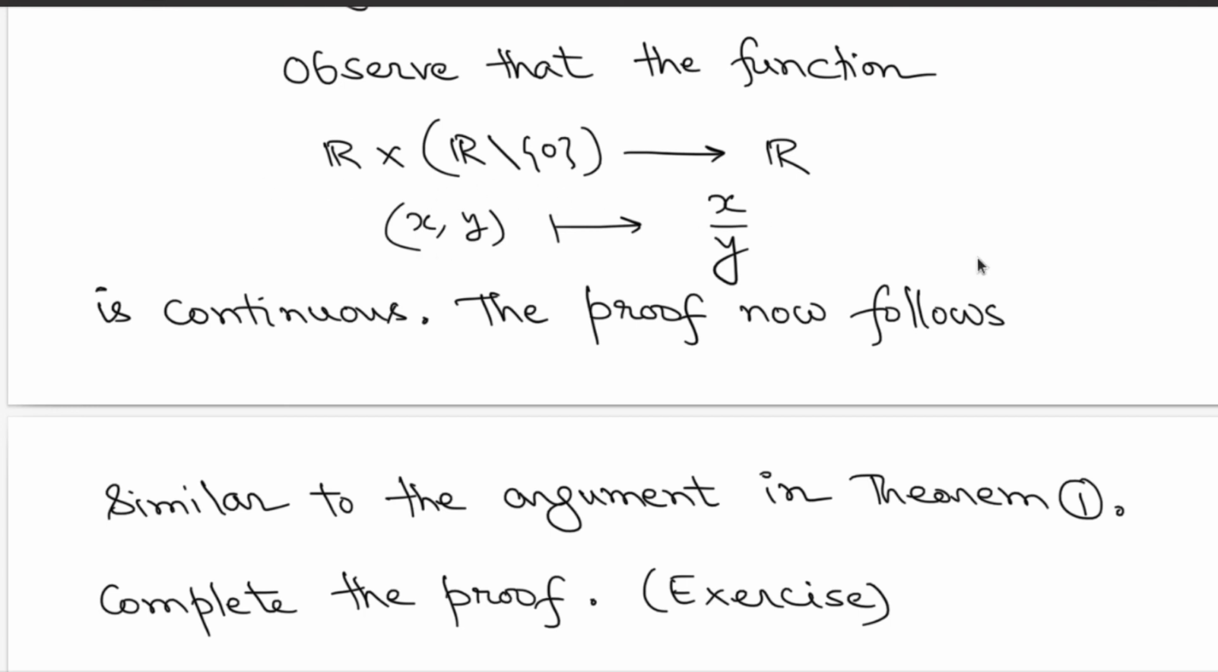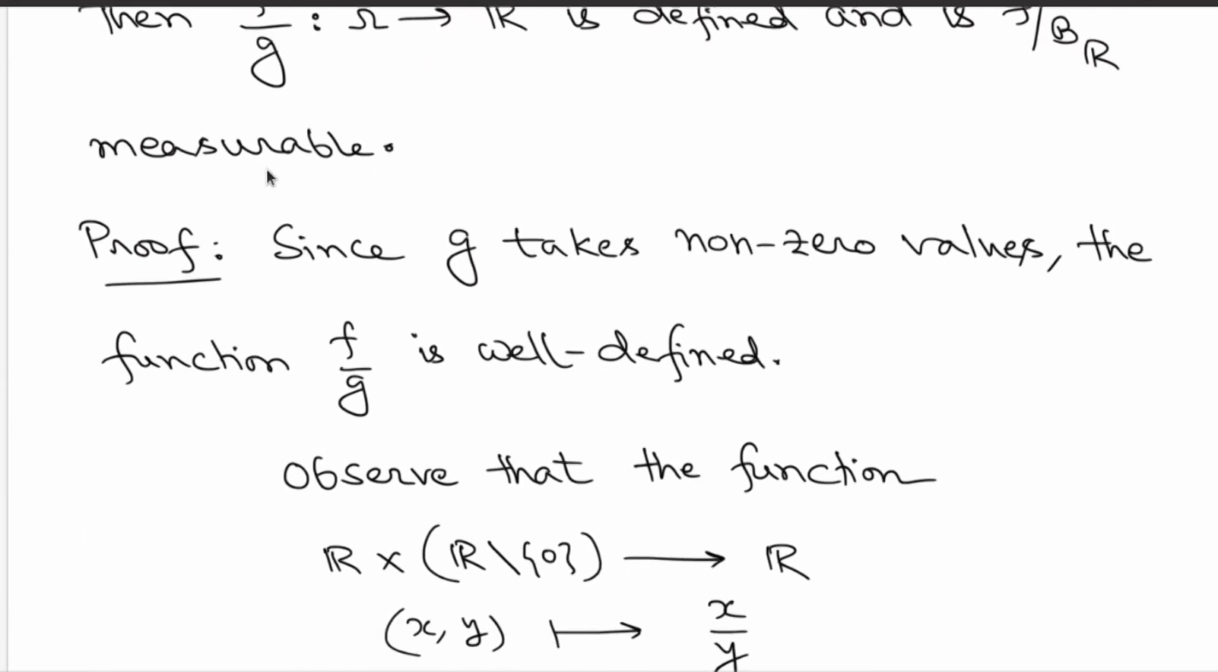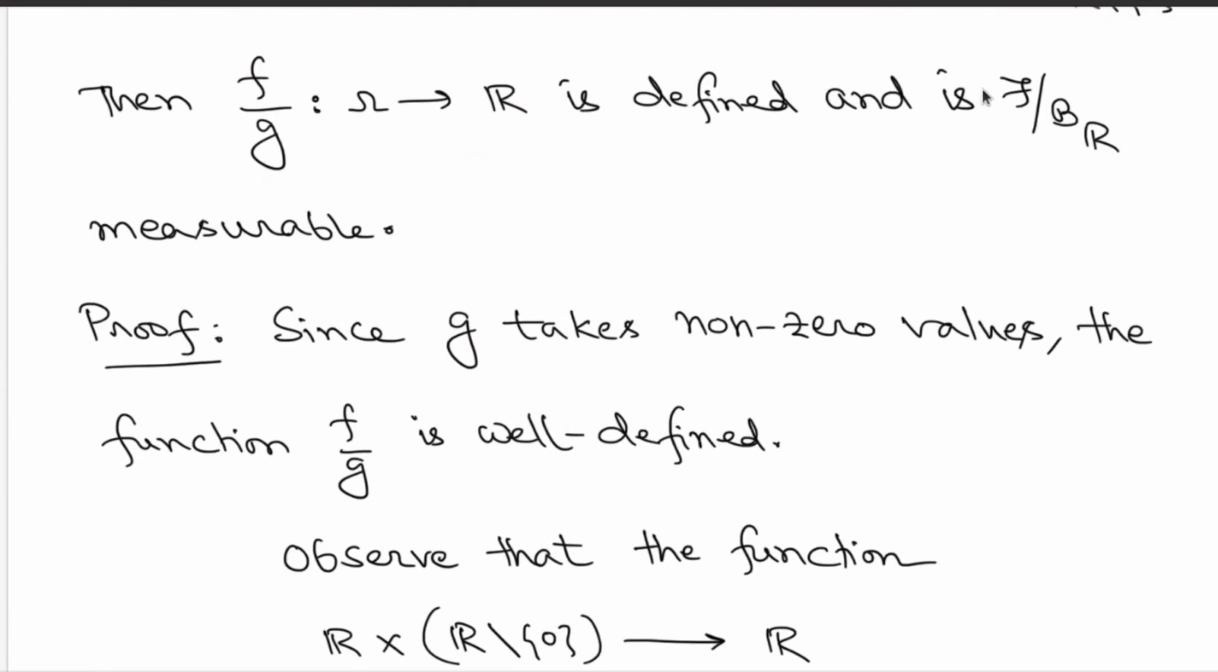Now the proof will follow similar to the earlier argument. Since this division function is continuous, it's also Borel measurable, and hence if you compose it with the function (f, g), the two-dimensional function taking values in R cross R minus 0, then the composition will give you a Borel measurable function. Therefore f by g, the resultant function, will turn out to be measurable with respect to the appropriate sigma fields. So the proof is pretty simple to work out.